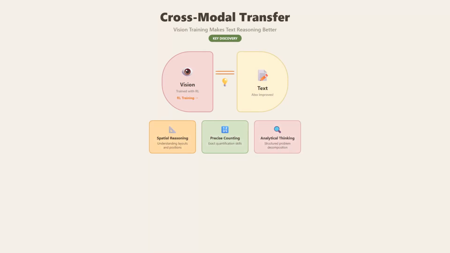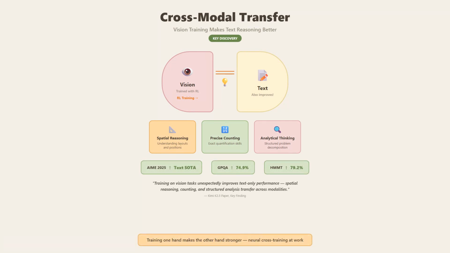Think of it like two hemispheres of a brain. The vision side gets trained with reinforcement learning on image tasks. You'd expect only the vision side to improve. But what actually happens is that glowing pathways form between the two hemispheres. Skills learned from visual training transfer over to the text side. So what skills are actually transferring?